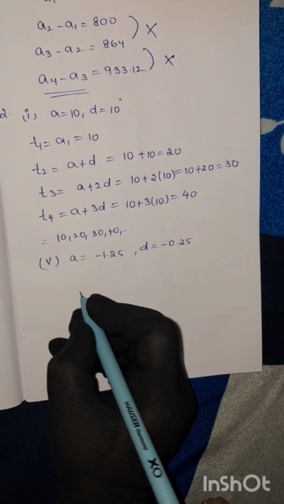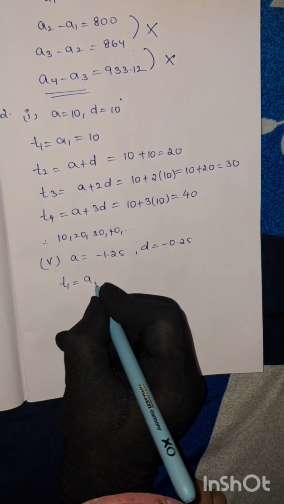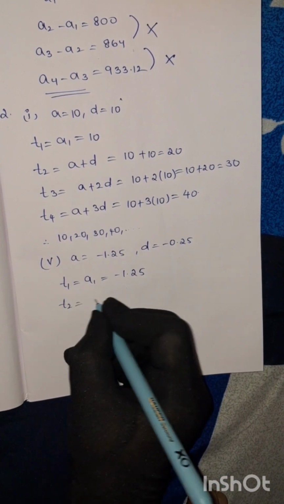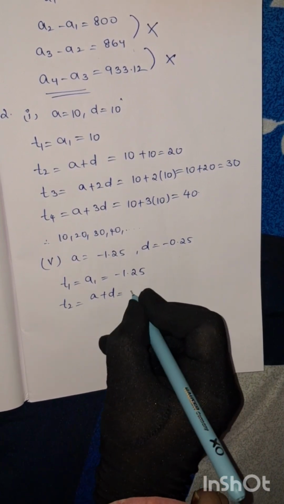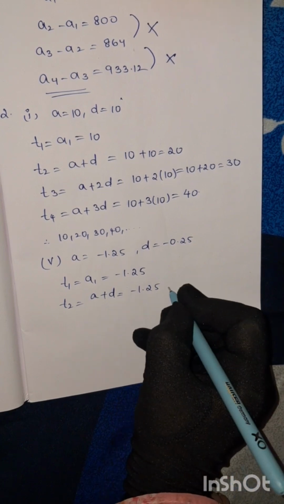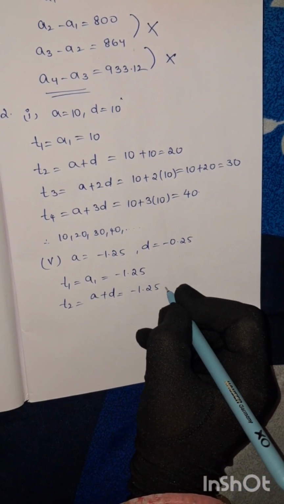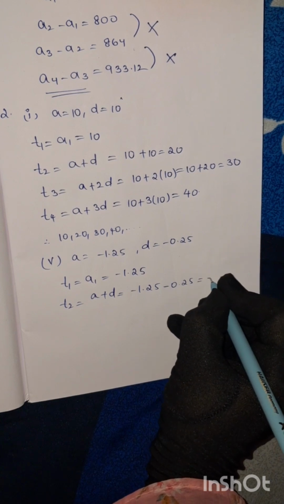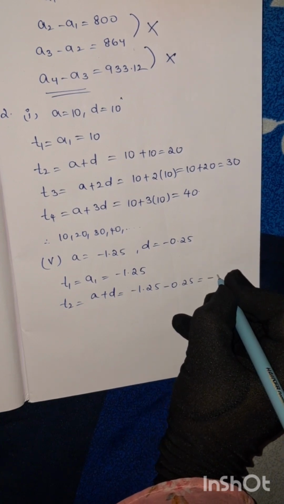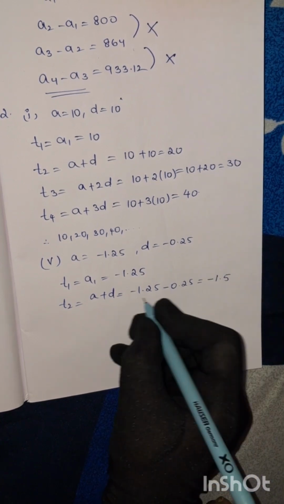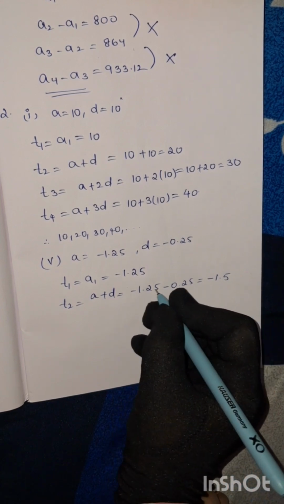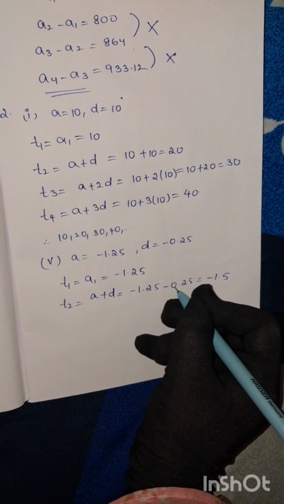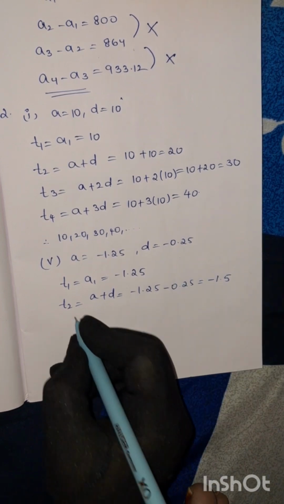So here, what is the first term? A1 is nothing but minus 1.25. What is the second term? A plus D, so minus 1.25, minus into plus is minus, so minus 0.25. So this will be minus, what's the answer? 1.5, right? 0.25 and 0.25, this will be nothing but 5, right? 25, 5, 0, 1. 4 plus 2 plus 2, 4, 4 plus 1, 5, so minus 1.5.